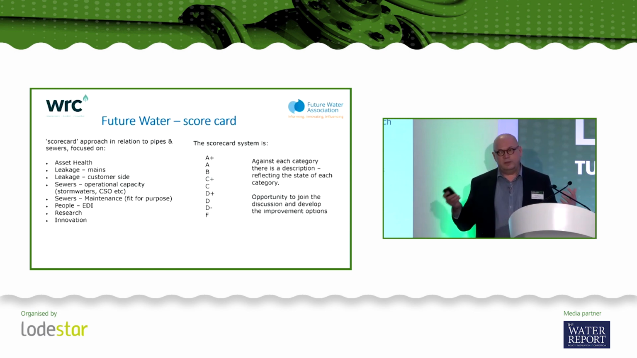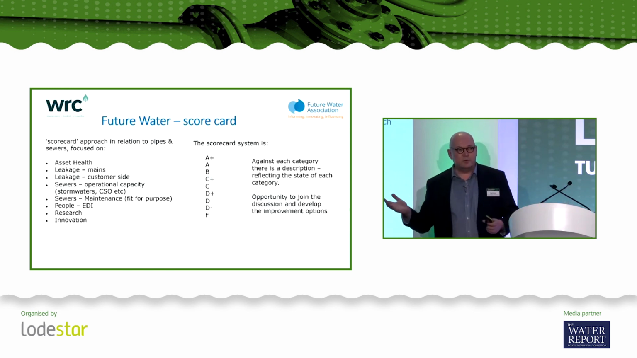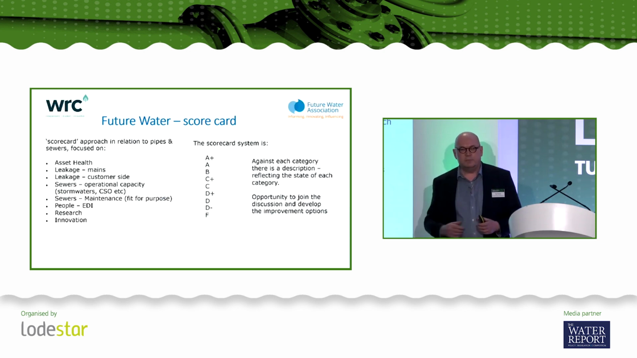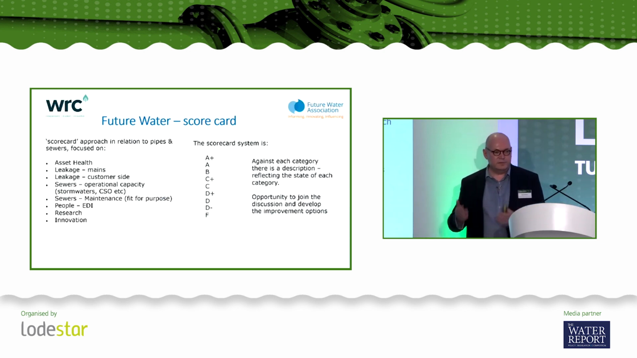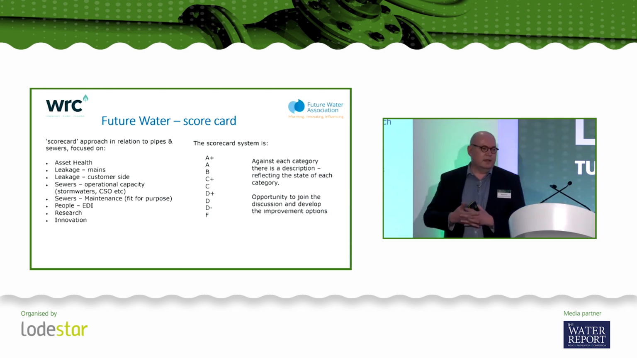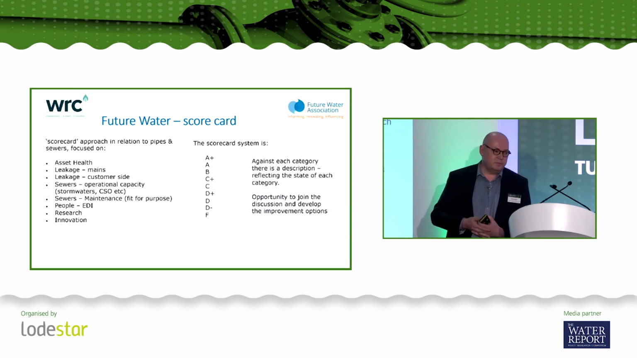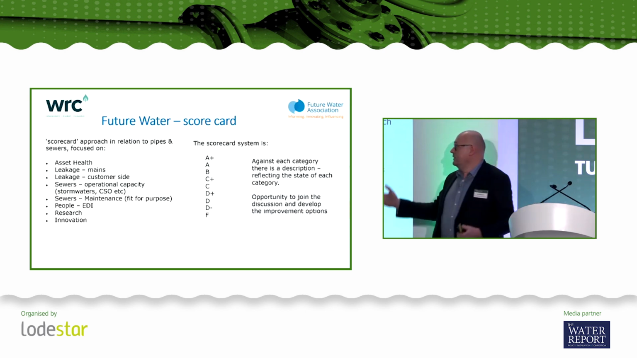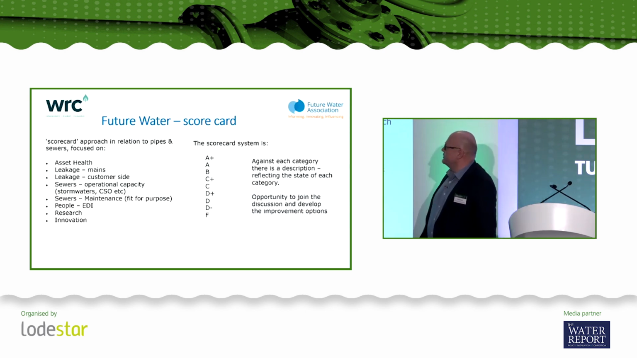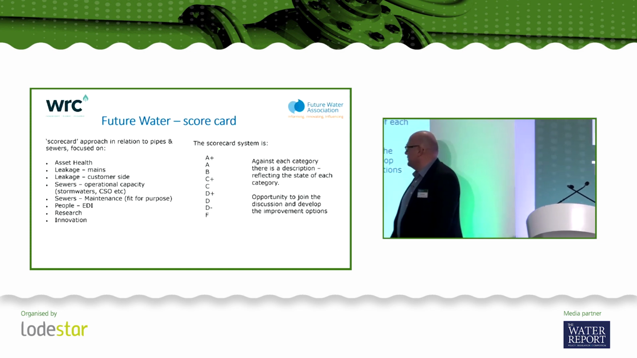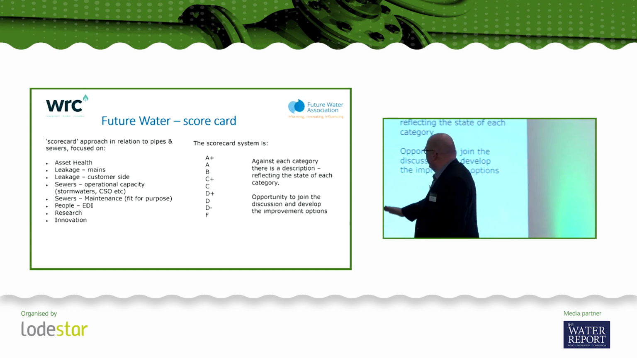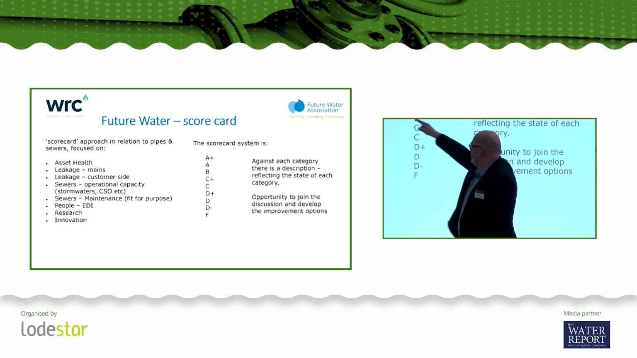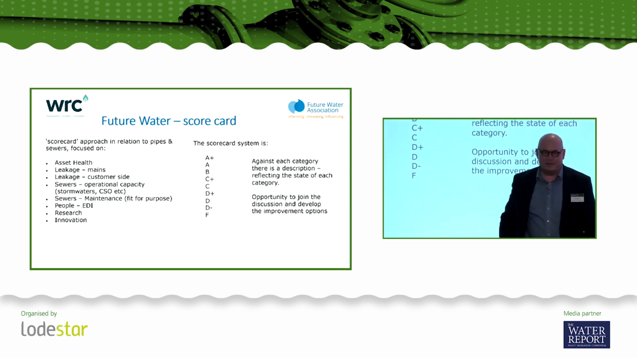So what we did, we're producing a scorecard across all things pipes and sewers and asset health and research and innovation, etc. But obviously for this session, we'll just repeat back to you what the scorecard figures were for customer side leakage. And as you can see, we try to do a school one, A+ down to F. By the way, it's that way. Don't assume it's A+ down to F in relation to asset health and leaks and mains.